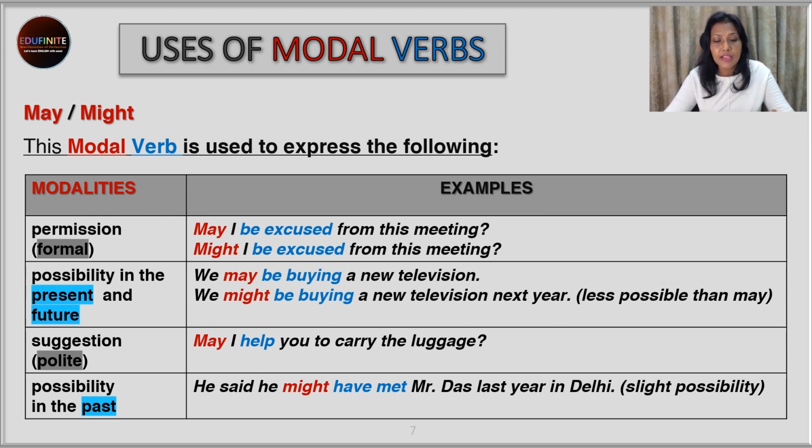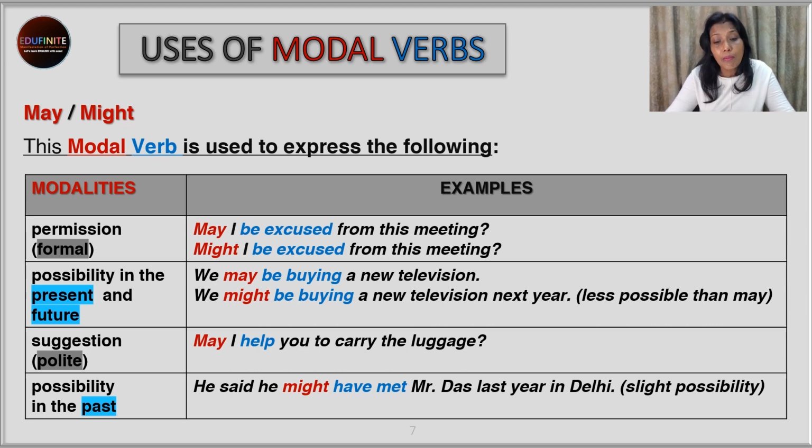Next, possibility in the present and future. So in the present, we'll use we may be buying a new television. Possibility, which we are talking about now. Again, if we refer to the future, we might be buying a new television next year. Now, this is less possible than may. So when we say we may buy a new television, since this is a possibility, we might buy, we might not buy, but there is a possibility.